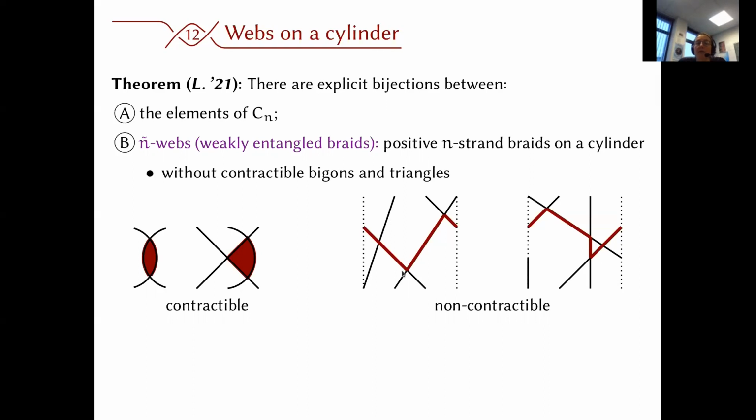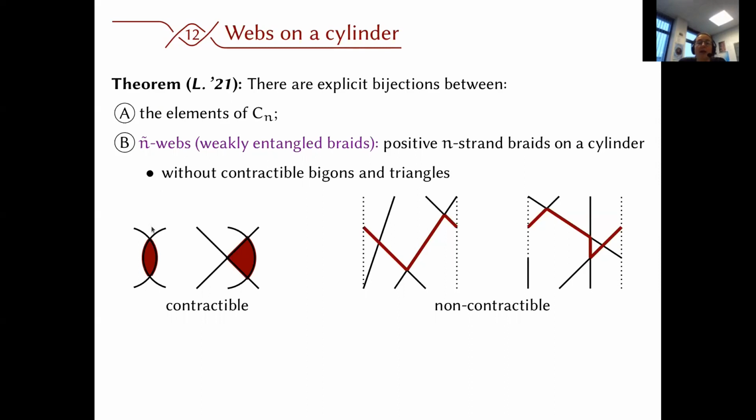so I'm drawing the flat type of intersections, not caring who goes over, who goes under. And I need 2 conditions on these braids. The first one is similar to the one we had. I don't want to see bigons and triangles, but here you should be more careful because on a cylinder you can have 2 types of bigons and triangles.